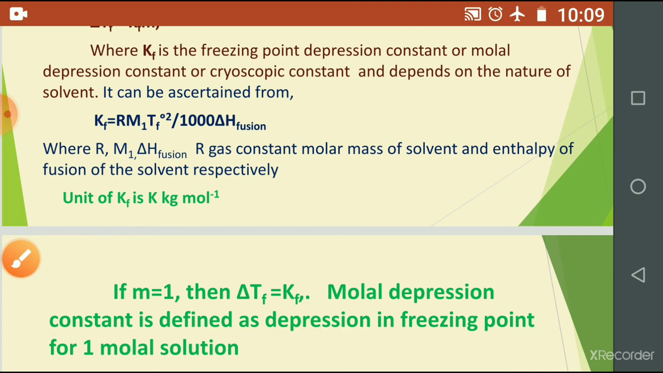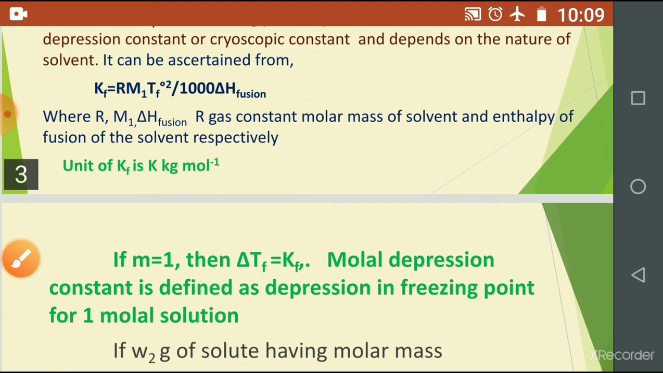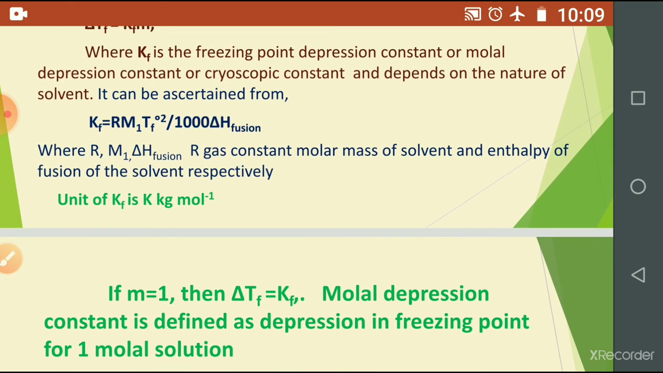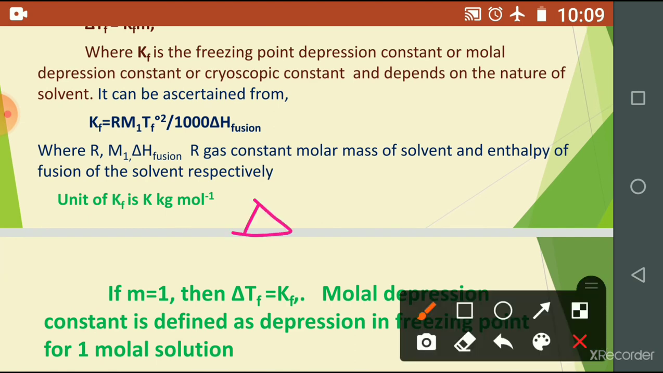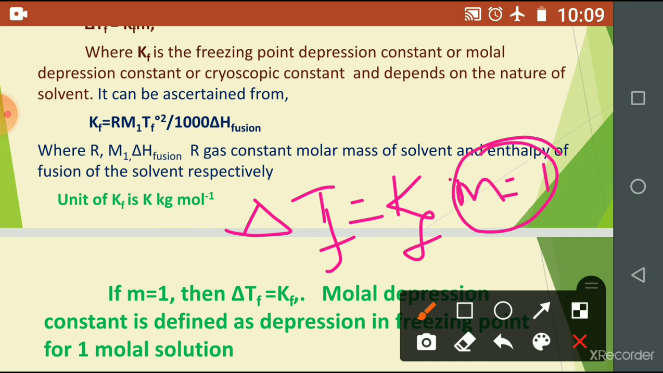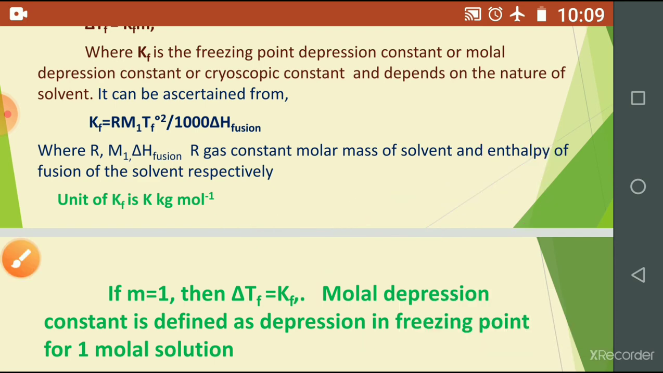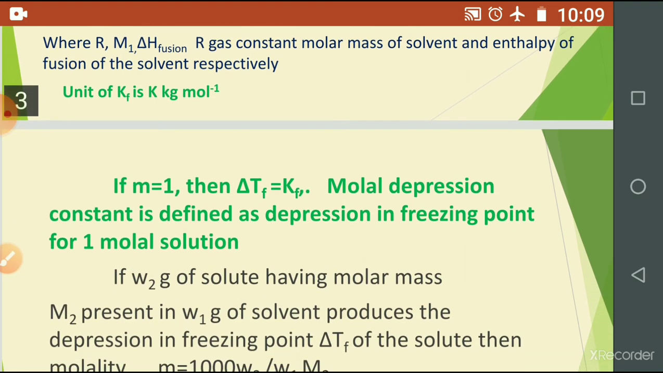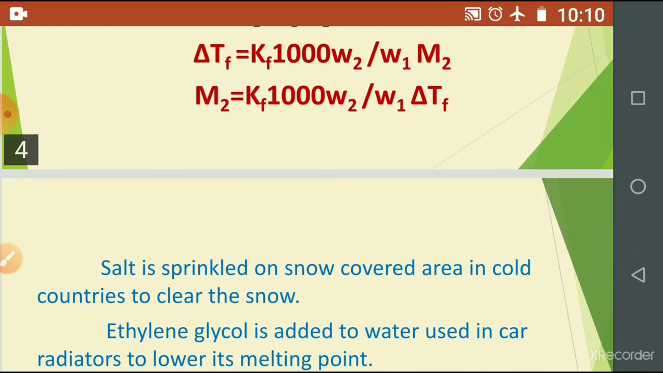If the molality of the solution is equal to 1, then we can write delta Tf is equal to Kf into m. m is equal to 1, so delta Tf is equal to Kf. So molal depression constant is defined as the depression in freezing point for a 1 molal solution. You have to write the definition this way. Okay, so what is the application?